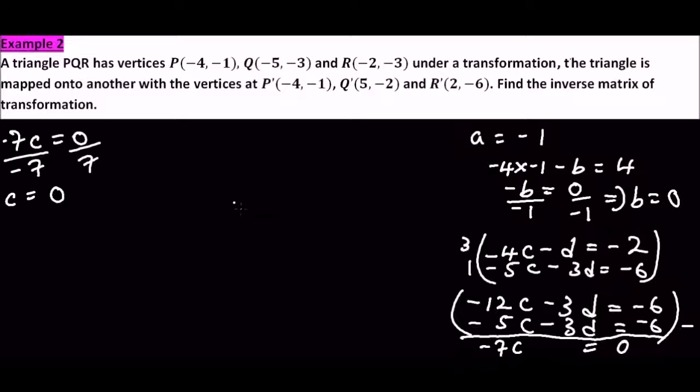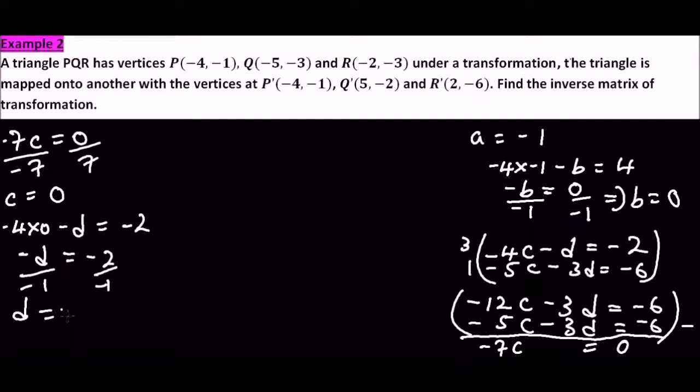Now once we find c is 0, we substitute in one of the equations, so we can use minus 4 times 0 minus d is equal to minus 2. Now this will be 0 minus d is equal to minus 2. Divide both sides by minus 1, and then we have our d is equal to, this is minus 2 over minus 1, which is actually 2.